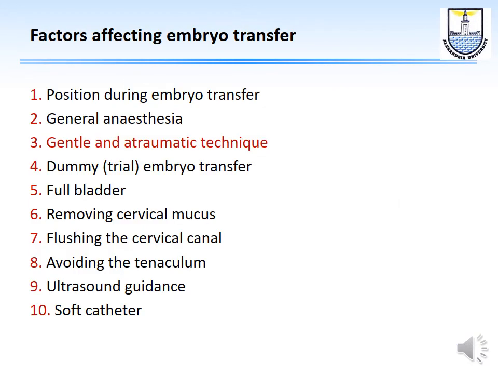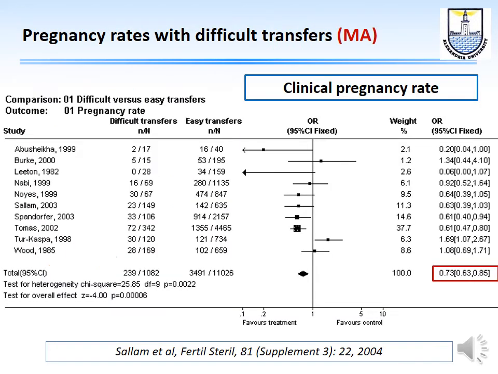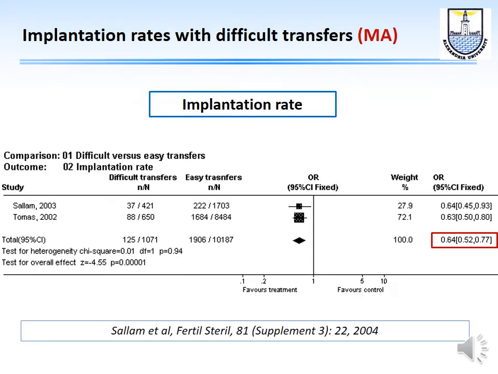What about being gentle and having an atraumatic technique? Well, this is important. This is a meta-analysis we have conducted a long time ago. And as you can see here, if you are gentle, you have a better result concerning the clinical pregnancy rate in the forest plot, and also the implantation rate, as you can see here.